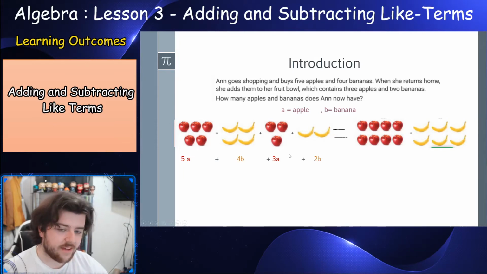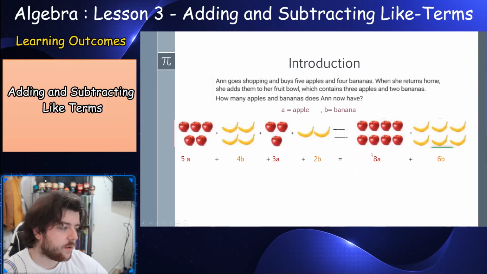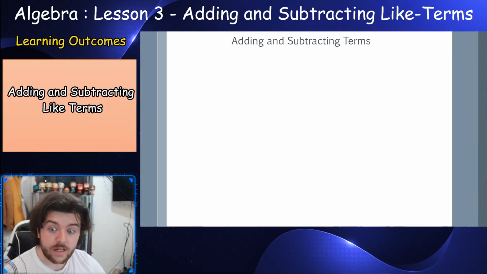Then I have my bananas. So B, I have my 4 bananas, so 4B. 2 bananas is equal to 2B. Which is equal to 8 apples, so 8A, and then I have 6 bananas, which is 6B. So as you see here, I just added the coefficient, or the number in front of my variable, together. So 5 plus 3 is equal to 8. So 5 apples plus 3 apples is equal to 8 apples. 4 bananas plus 2 bananas is equal to 6 bananas. Easy peasy. Right, so I'm going to give you a more algebraic example now.